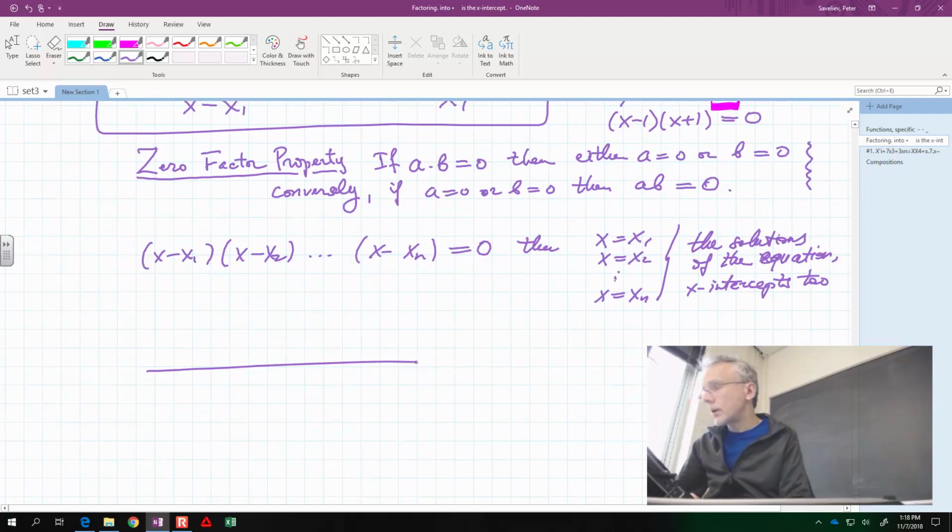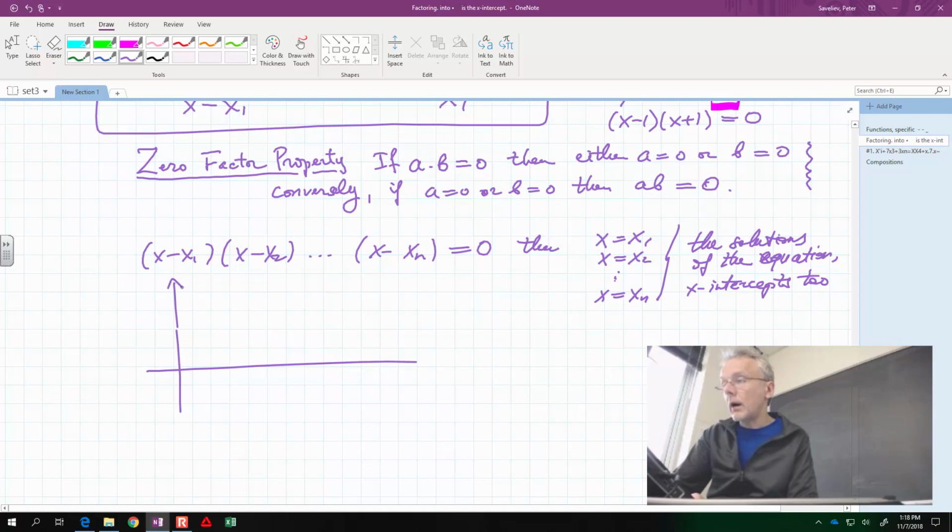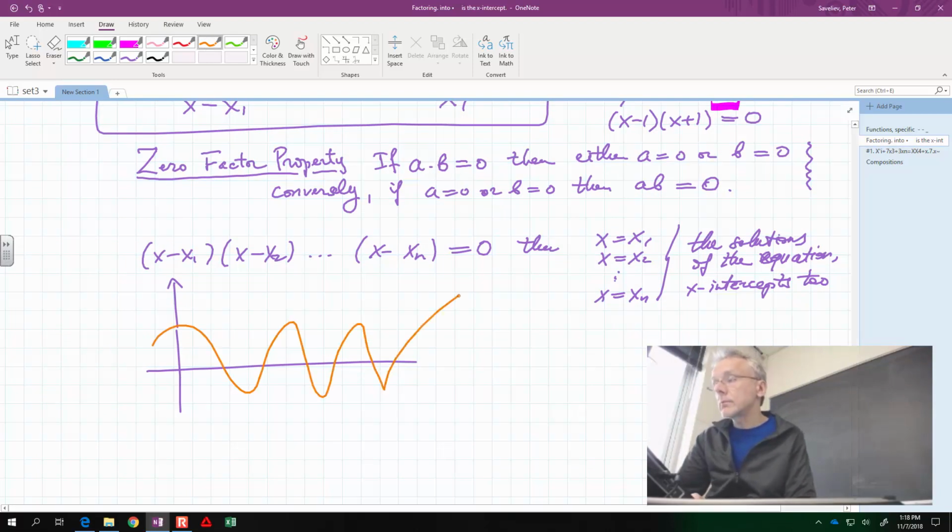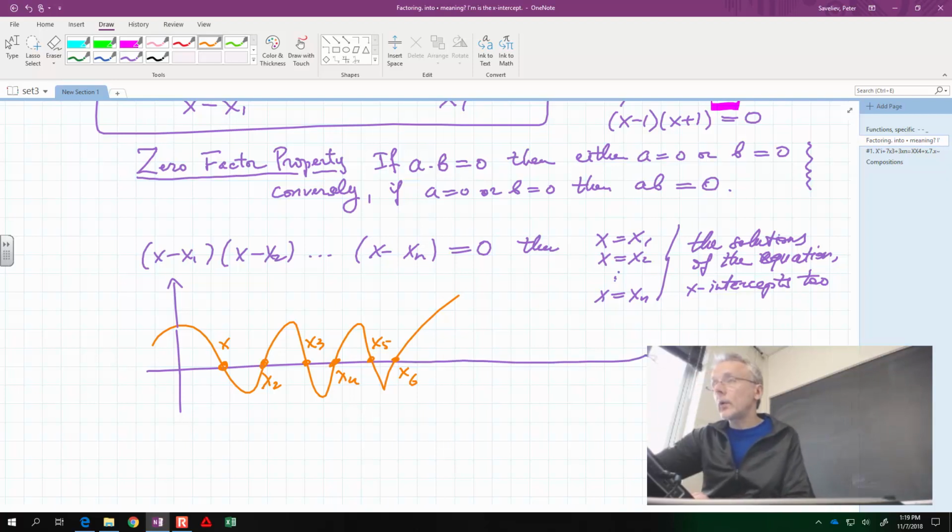Okay, so in other words, this is what we're looking at. My graph might cross the x-axis many times, and these will be here, x1, x2, x3, x4, and so on. What we might encounter is something like this. So this is x7, but it is special, as you can see, it touches the graph, does not cross it.